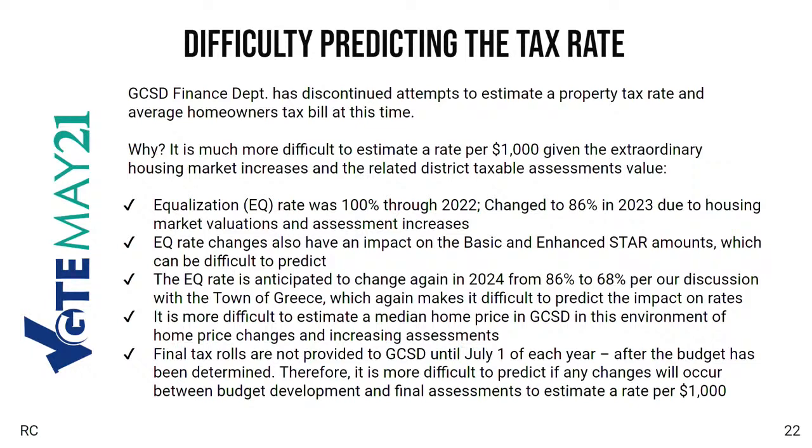And then the final point is that the tax rolls are not provided to us until July 1, after the budget's already been determined. Therefore, it's difficult to predict any changes. And we've been told verbally this is where they think it's going to be. However, until I see it, I don't want to make a prediction on where that's going to go.